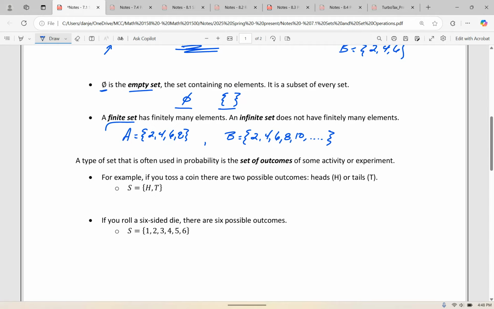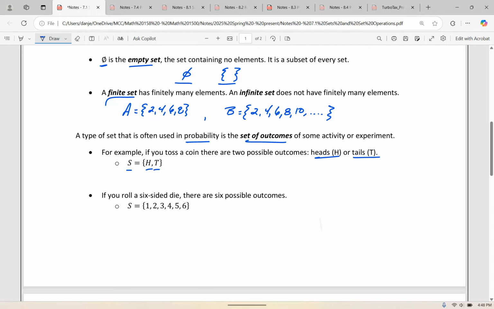We're heading into a section here looking at probability. And in probability, we look at what's called a set of outcomes, or if I do an experiment, I do some activity. So if I toss a coin, there are two possible outcomes. The outcomes are heads or tails. So S, the set of outcomes, is H, T. H for heads, T for tails.